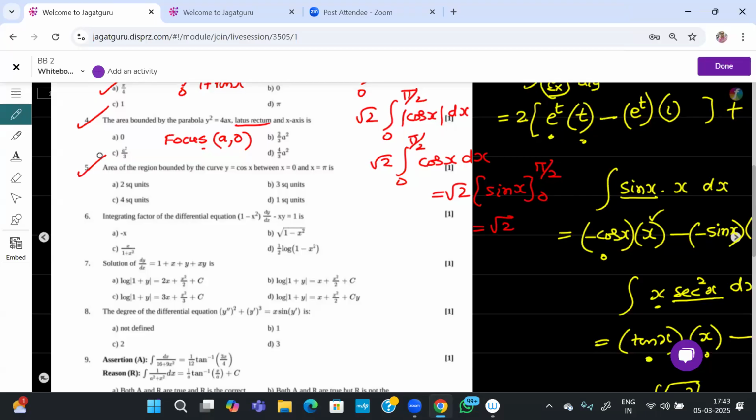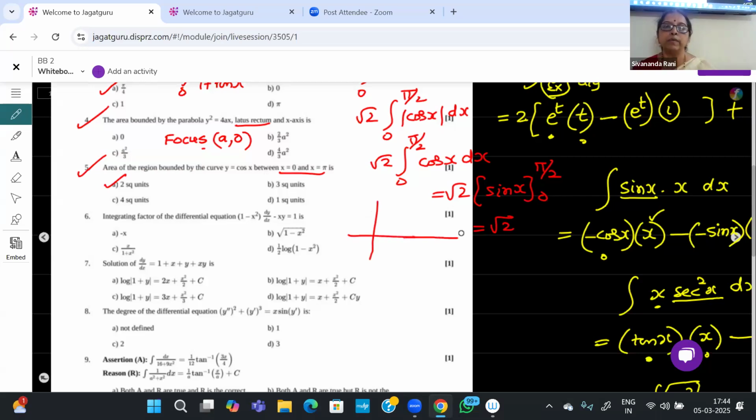2 square units. Very good. Correct. I was just thinking, because from 0 to pi, there are two ways of approach for this. One is a strong idea about what the curve looks like. For example, from 0 to pi, he's asking, we know at pi by 2 cos becomes 0, but at 0 it is 1, right? So actually the curve goes like this. 0 to pi by 2, and at pi, the value is -1.